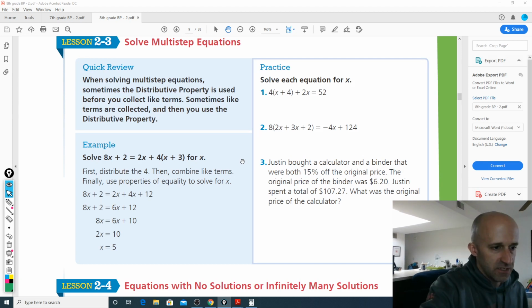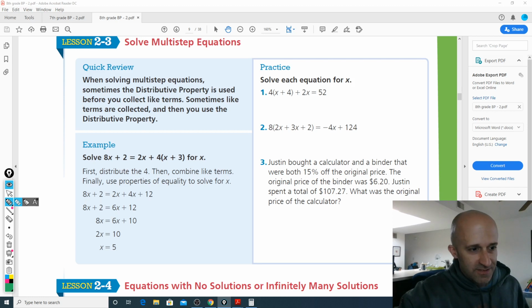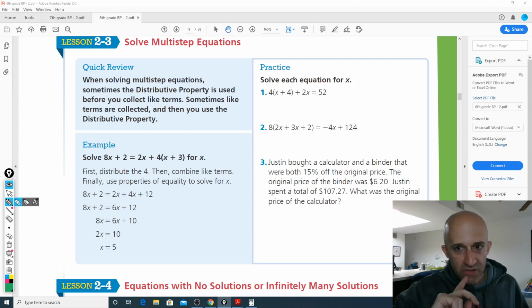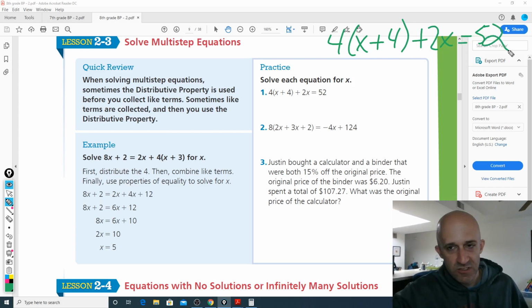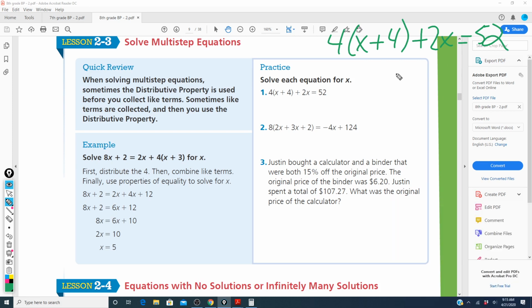So you're talking about multi-step, and this is where everybody got a little confused. Solve each equation for x. First thing you're doing, let's start: 4x plus 4 plus 2x. All of this is just algebra. So you have to distribute first. 4 times x is 4x. You're going to bring down that plus sign. 4 times 4 is 16. And then write your remainder, plus 2x equals 52.